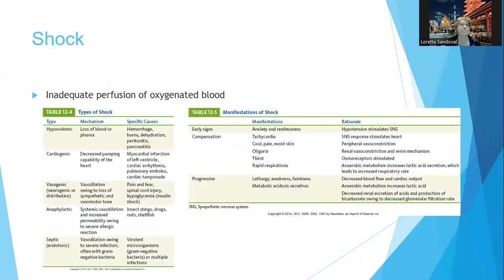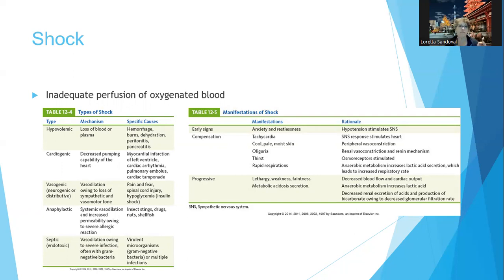So shock itself is inadequate perfusion of oxygenated blood from whatever reason. With cardiogenic shock, the inadequate perfusion of oxygenated blood is caused by decreased pumping capability of the heart. And that can be caused by myocardial infarction of the left ventricle, cardiac arrhythmias, pulmonary embolus, or cardiac tamponade, where the heart is bleeding into the pericardium and it's keeping the heart from beating. So all of those can cause cardiogenic shock.